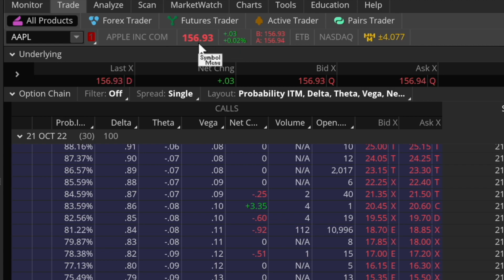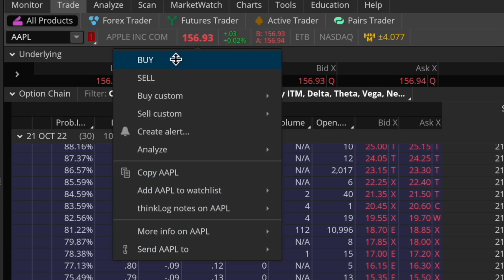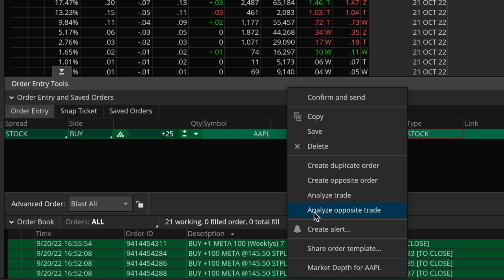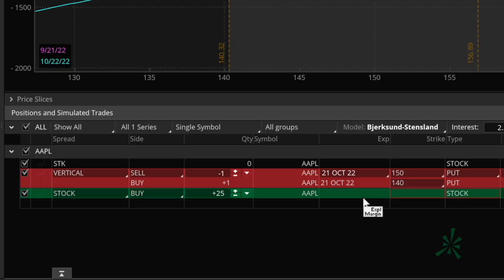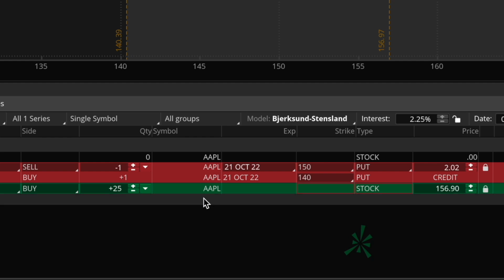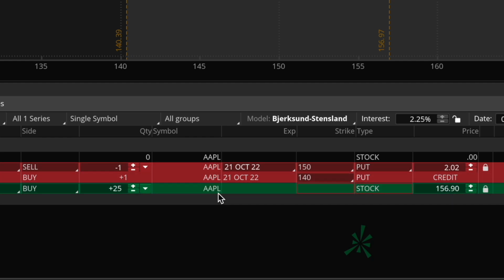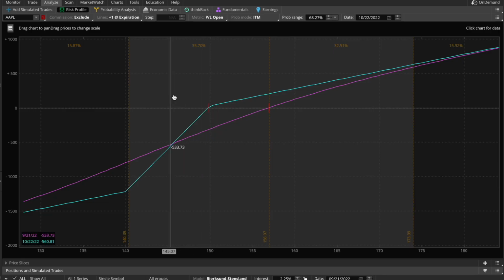So then what I can do is click on the price of Apple and go to buy. And then down below, you can see a buy order by default to purchase 100 shares of stock. Maybe I just want to purchase 25 shares of stock. But again, before I go ahead and make this order, I can right click and go to Analyze Trade. And here we go. So now we can see both my Apple put credit spread and my 25 long shares of Apple stock. So therefore, on the chart here, you're seeing the combined risk profile of both those trades together.